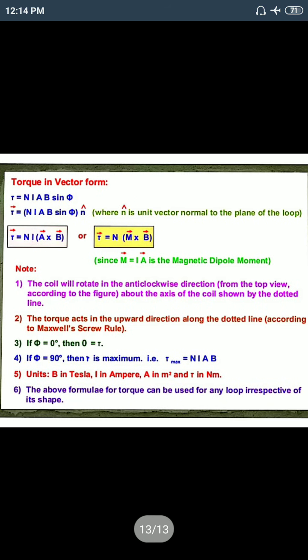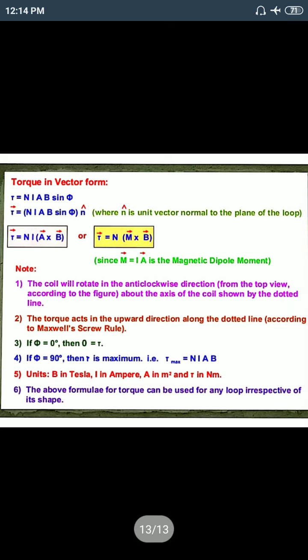And in vector form, here capital N is the number of turns, that's why N is written in the vector form of tau also. If you consider only one turn, then tau equals only m cross B. In some books, the magnetic dipole moment is written as capital M, in some books as small m. So whatever notation you use, just mention what its meaning is. As per my opinion, you use small m. Okay, small m is the magnetic dipole moment.